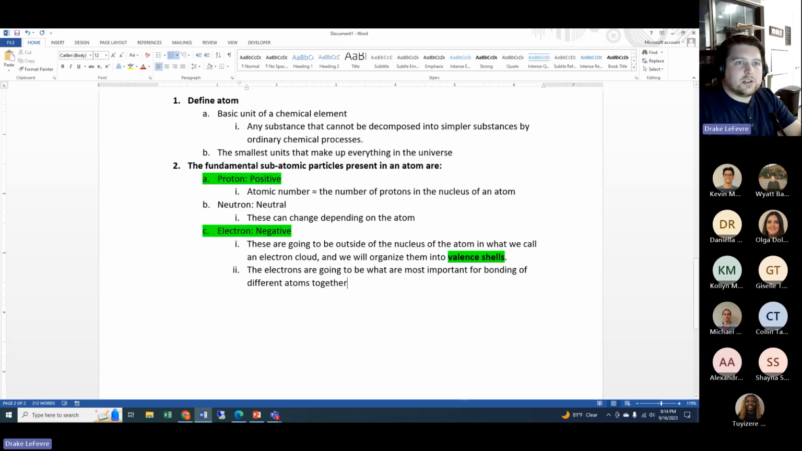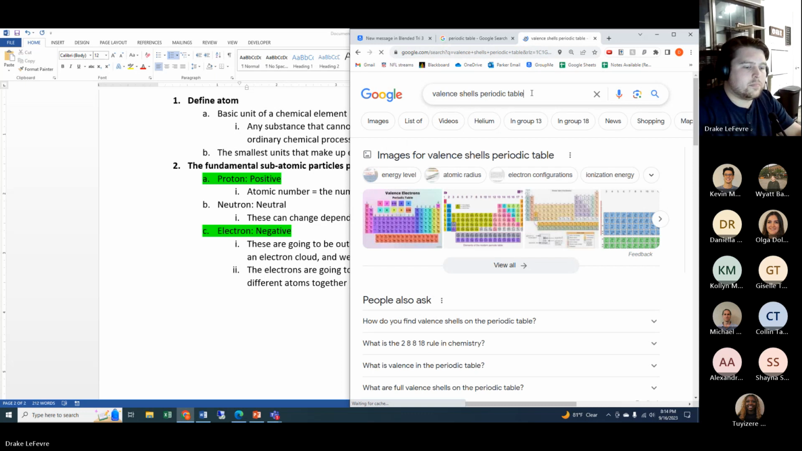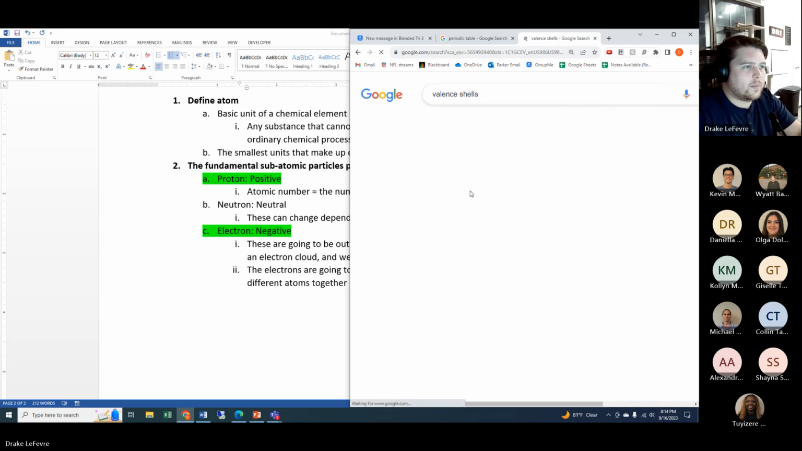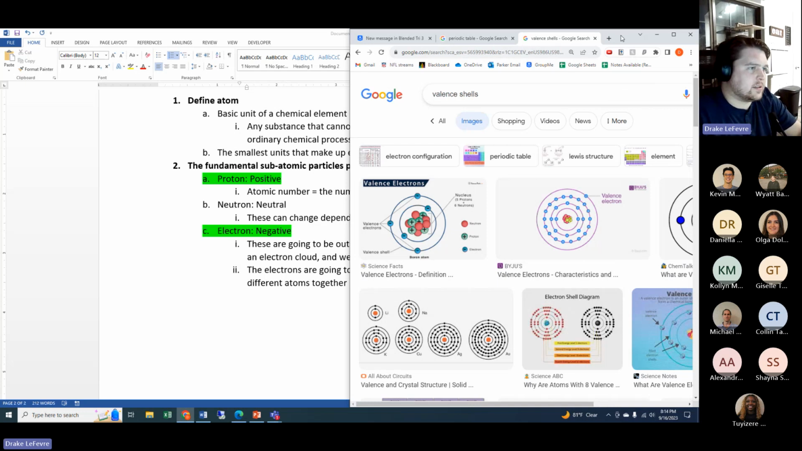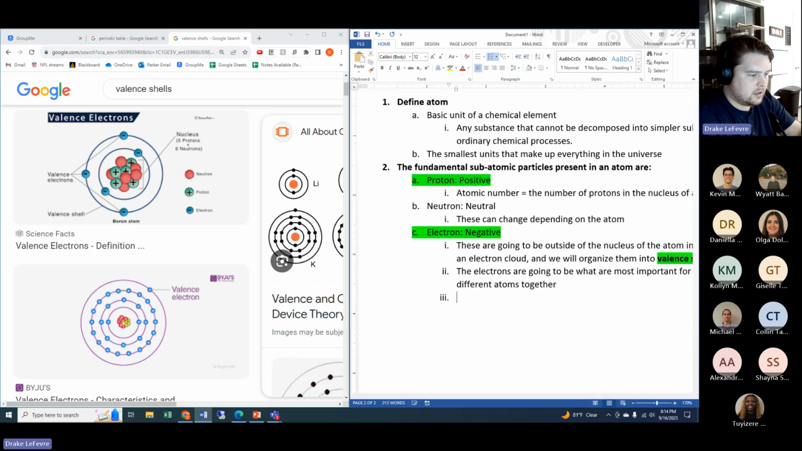Okay. So when we talk about a valence shell, you can imagine them essentially as these rings around the nucleus of an atom. And there's a very specific order to the number of electrons that can fit into each shell. So for example, in the first shell, you get 2 electrons. In the second shell, I believe it is 8. Up to 8? Yeah, I think it's up to 8.